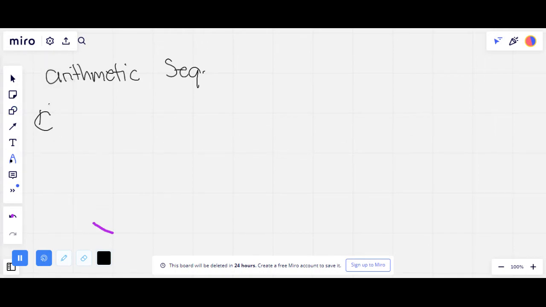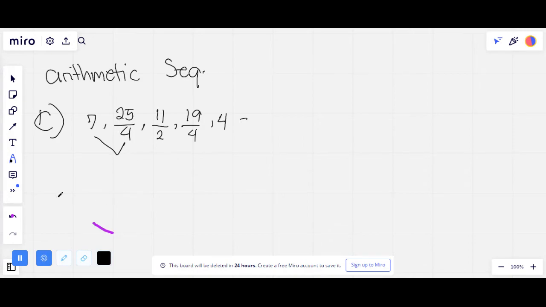So we have the C. Okay, so this one is a fraction, so listen carefully. We have 7, 25 over 4, 11 over 2, then 19 over 4, and 4. To know if this is an arithmetic sequence or not, we're going to subtract, isn't it?